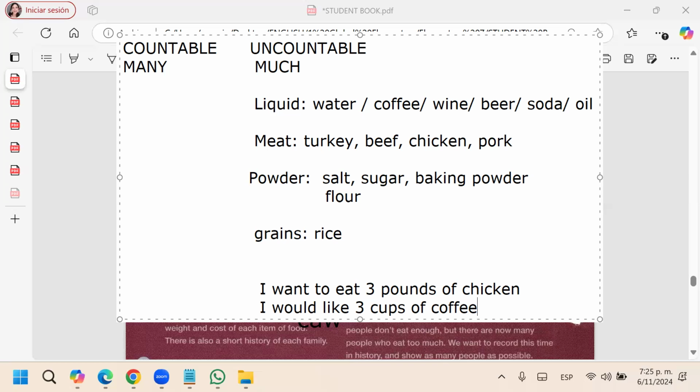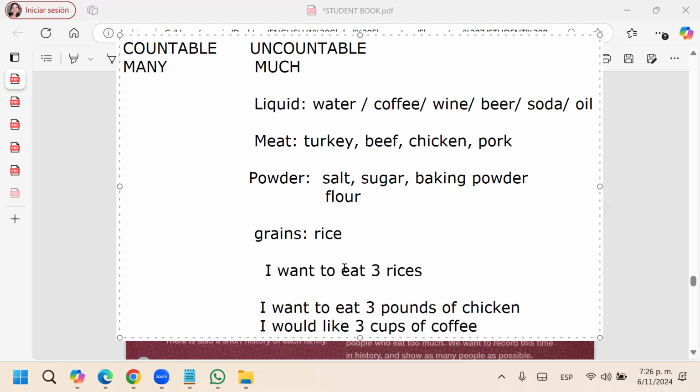Okay? Because if I say, for example, look at this, para que entiendan, I want to eat 3 rices. Si yo digo, me quiero comer 3 arroces, 3 rices, like the 3 grains, como los 3 granitos. No puede ser. I want to eat 3 rices. No, I want to eat 3 cups of rice, 1 cup of rice. In that case, yes, but 3 rices, no.